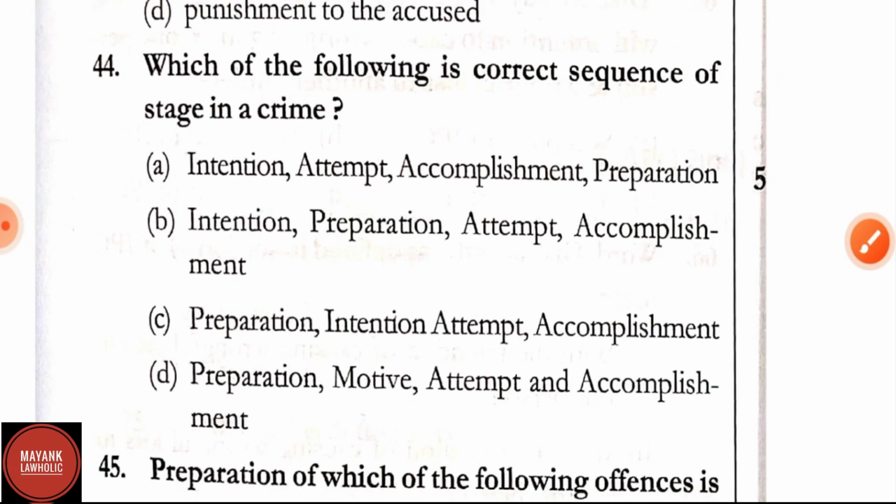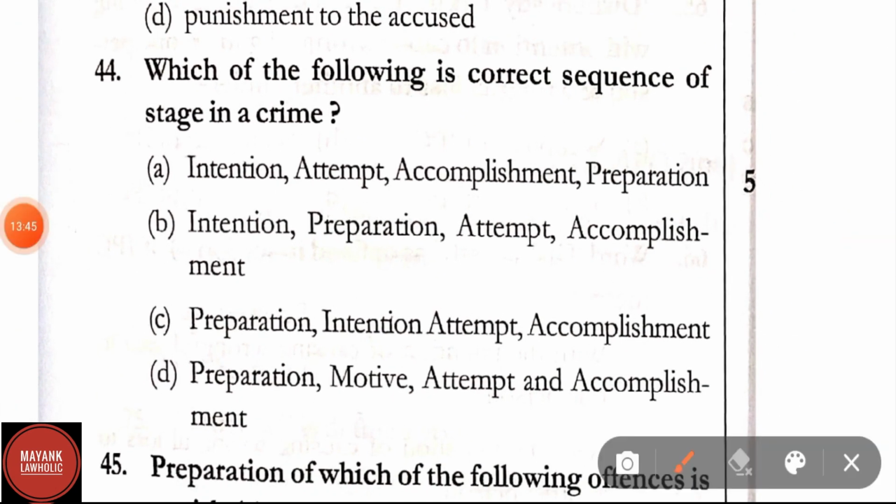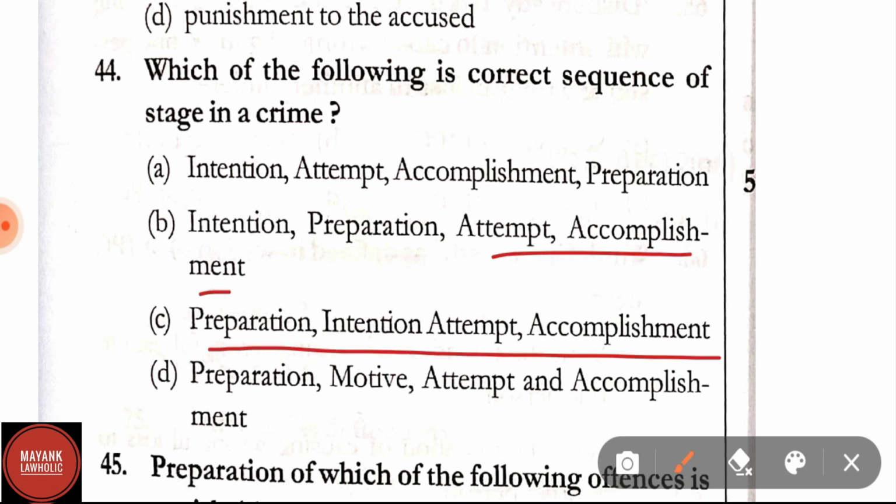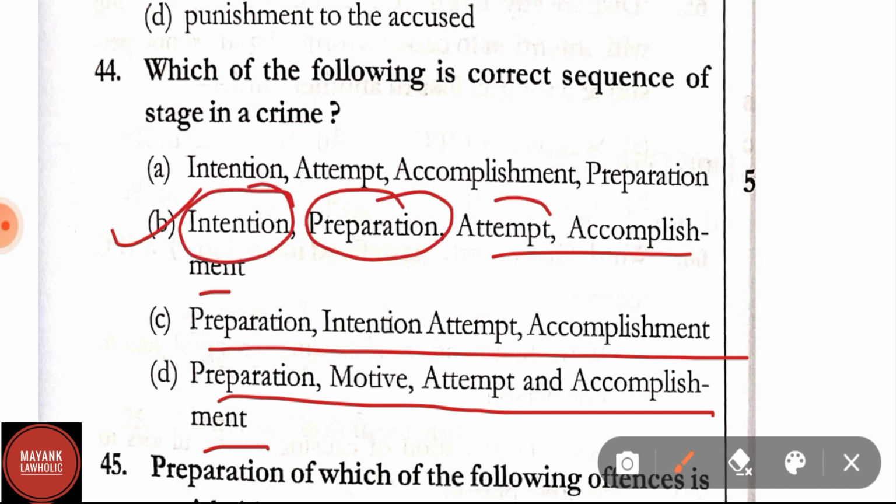Question number 44. Which of the following is the correct sequence of stages in a crime? Options are A, intention, attempt, accomplishment, preparation. Option B, intention, preparation, attempt, accomplishment. Option C, preparation, intention, attempt, accomplishment. Option D, preparation, motive, attempt, and accomplishment. In question number 44, correct answer is option B, that is intention, preparation, attempt, accomplishment. This is the correct sequence of the stages in a crime.